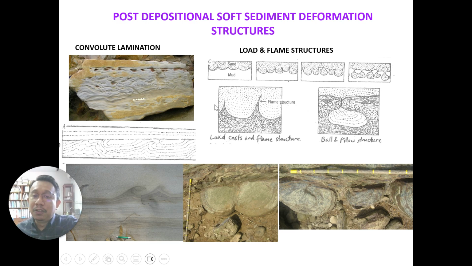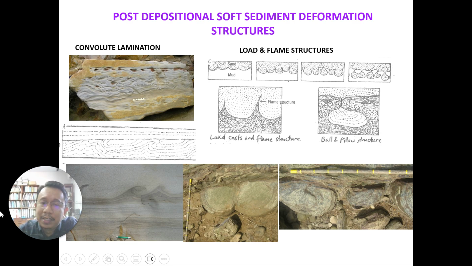But in between your load casts and load structures, you have this pinching out of the underlying mud. As the sand and mud try to form an equilibrium, try to balance out, you get these flame-like structures in between. The mud needs to go up, the sand goes down to get a balance. So these are called flame structures, because they have a flame shape to them. Sometimes the load casts sink so deep they detach from the original bed, so you get these ball or pillow-shaped structures. So we call them ball and pillow structures.